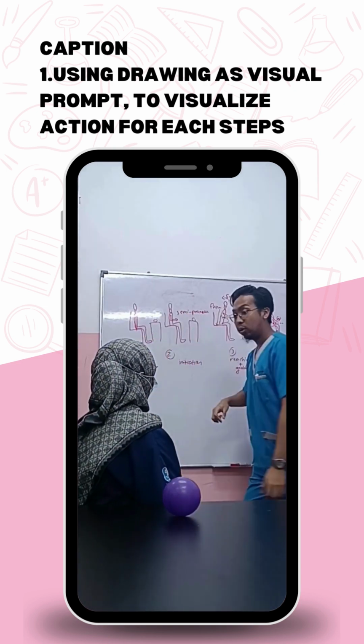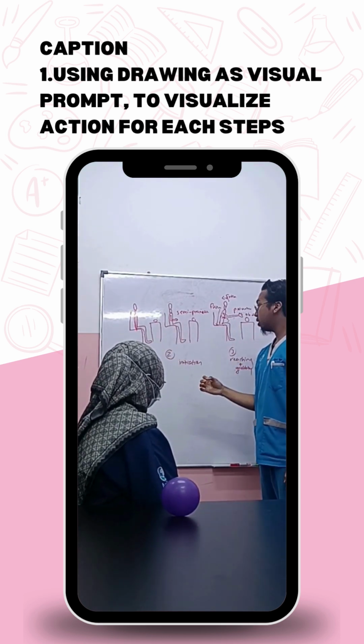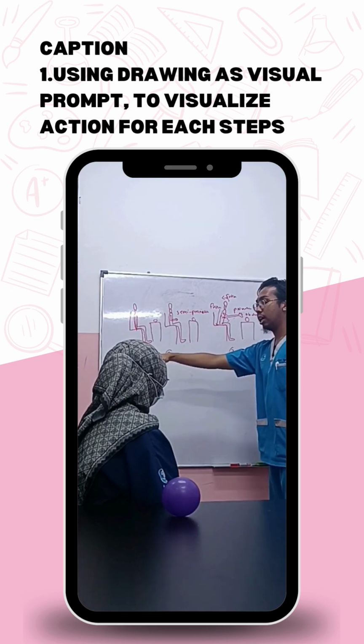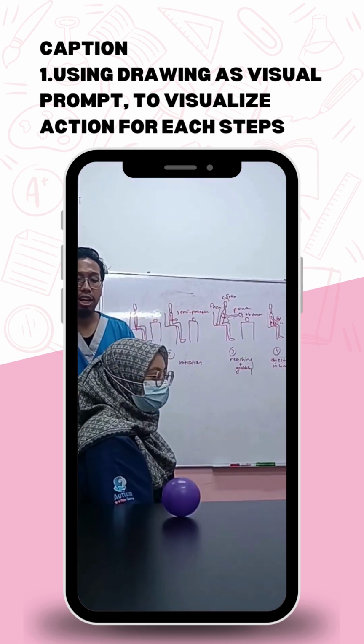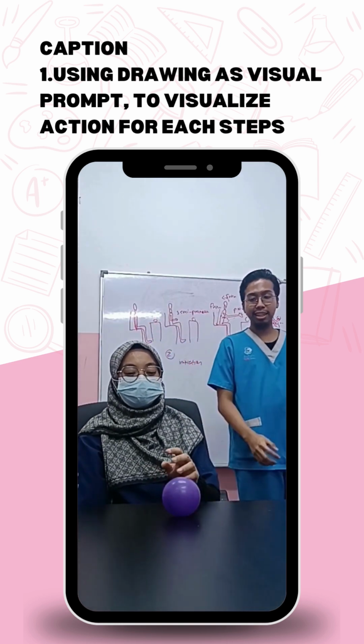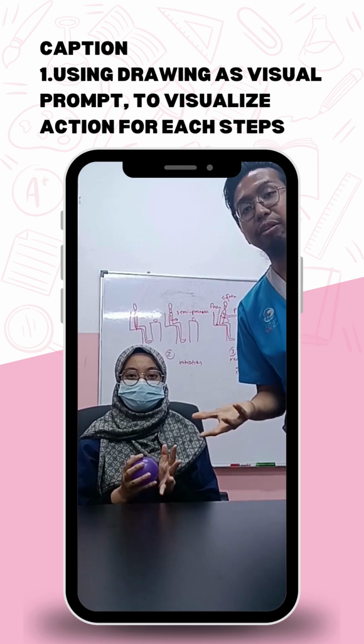Okay, what you need to do? Sit, forearm raise, reach, take. Ready? Set, go. Good. So this is an example for visual.